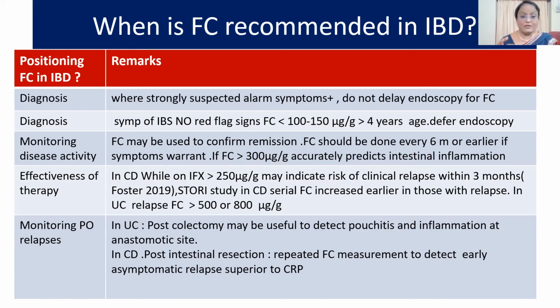Then you also can monitor the post-operative relapses in UC post-colectomy, after you do it in acute severe ulcerative colitis or in a toxic megacolon. To detect pouchitis and inflammation at the anastomotic site, fecal calprotectin is useful. In Crohn's disease, post-intestinal resection, instead of doing repeated colonoscopy, repeated FC measurement will detect early asymptomatic relapse, superior to CRP. I'd like to stress again that fecal calprotectin in IBD is usually for monitoring disease activity while on treatment, to check the effectiveness of therapy, and monitoring post-operative relapses.